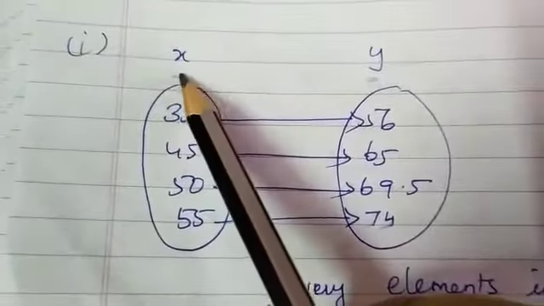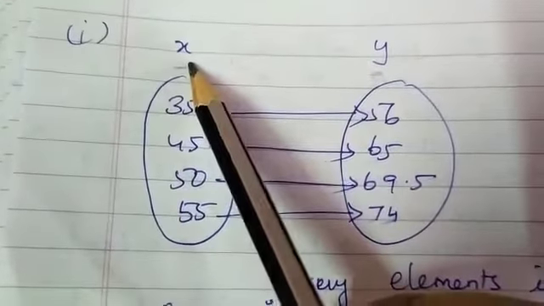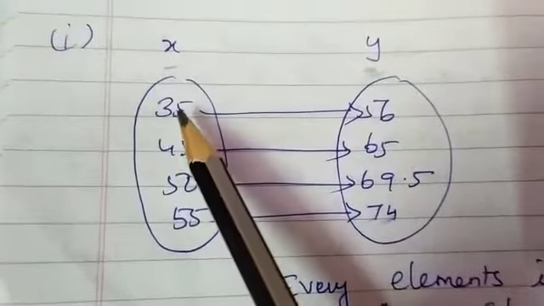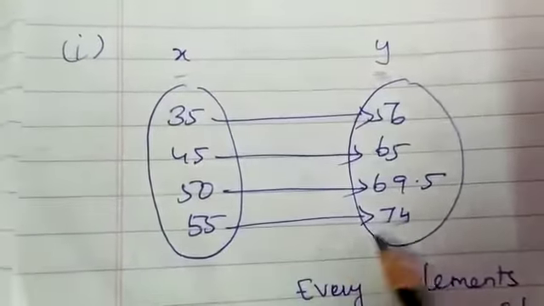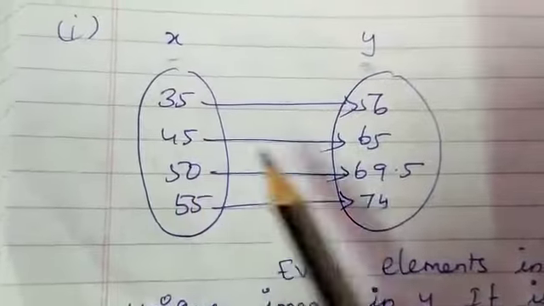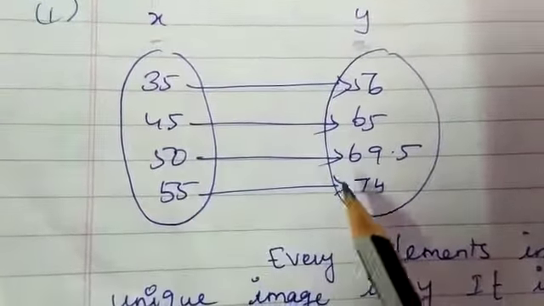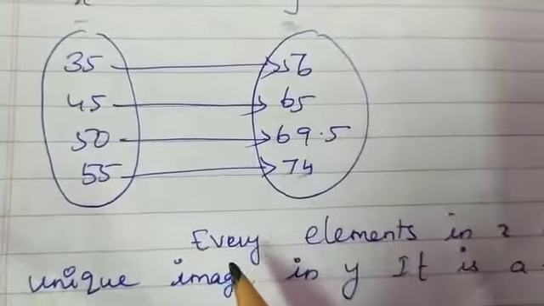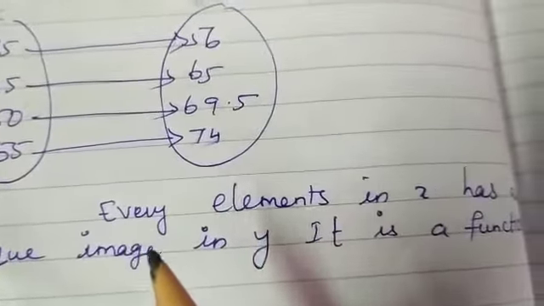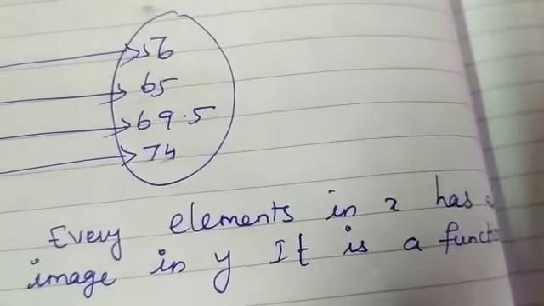So my x set is forehand length and my y set is the woman's height. So now it is an ordered pair: 35, 56; 45, 65; 50, 69.5; and 55, 74. So in this, every element in x has a unique image in y, so it is a function.